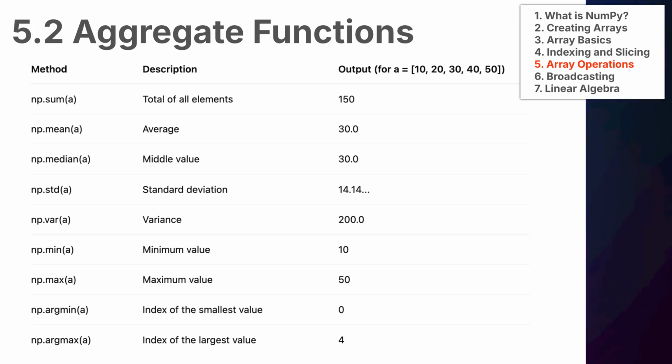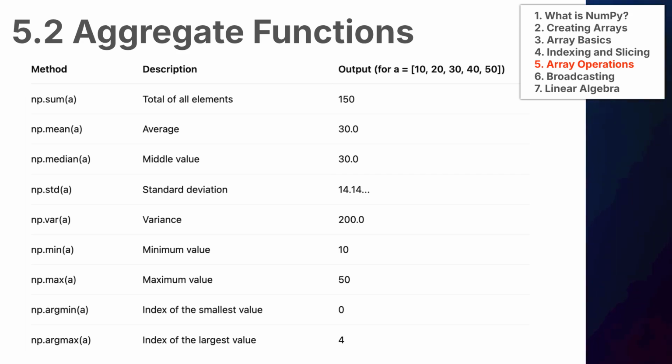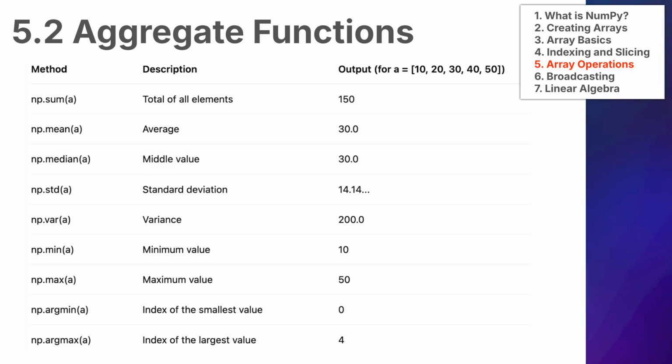2. Aggregate functions. Aggregate functions help you quickly summarize a NumPy array. You can get totals, averages, maximums, or even find where the biggest or smallest value is. Let's go through each function step by step.